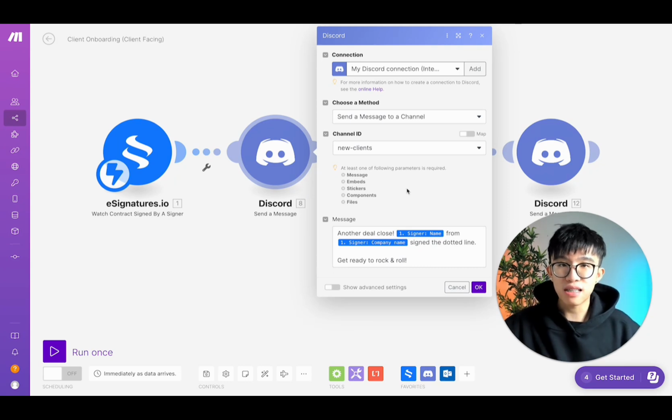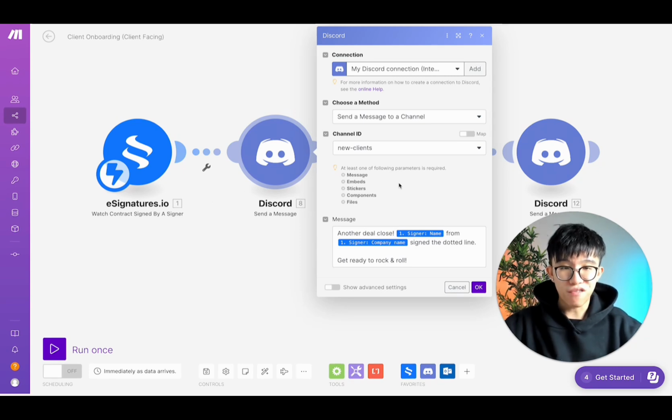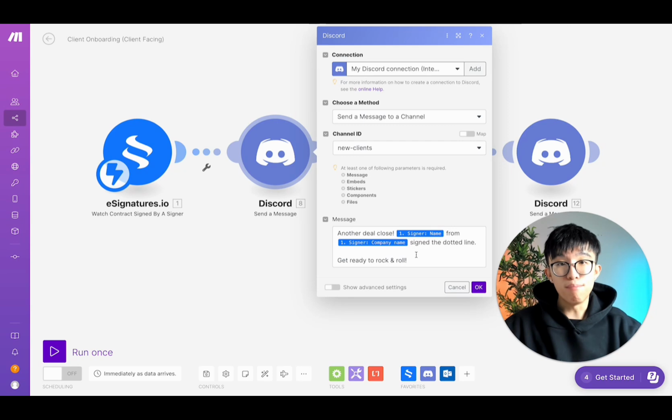You might not have this, especially if you're starting out in your business and you're pretty much doing everything yourself. You might not have this process, but obviously I have team members, and basically it pushes a notification over Discord where it sends a message inside an internal channel, basically saying another deal closed. Here's the name of the person. Here's the company name. They signed on the dotted line. Let's get ready to rock and roll. And this alerts my team members, basically letting them know, hey, we have another client, and is more of just a notification just so that they're aware of what's going on.